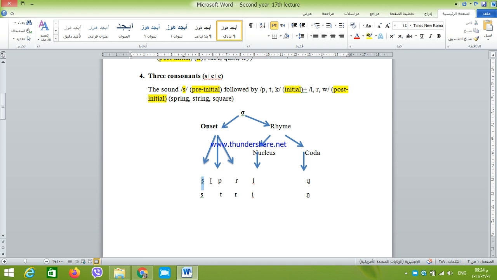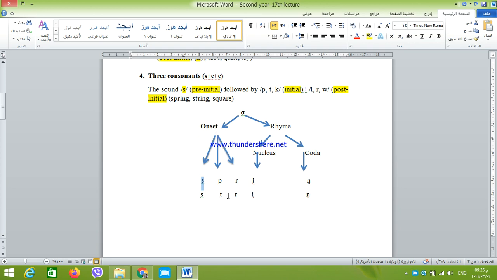Spring: this is pre-initial, initial, post-initial. Okay? Here, don't forget, in a 3 consonant cluster, it is a must, يعني واجب ما بمجال, that the first one is the s sound. Okay, this is how we have 3 consonants under the onset position. Look, the 3 are under the onset position.